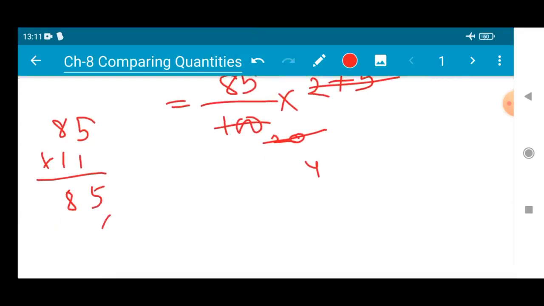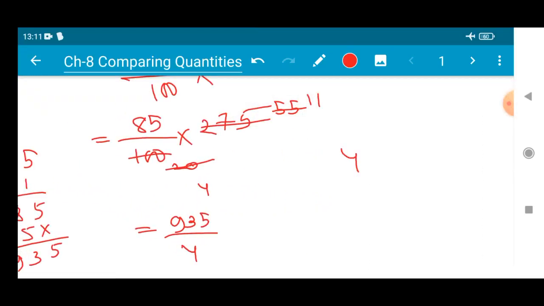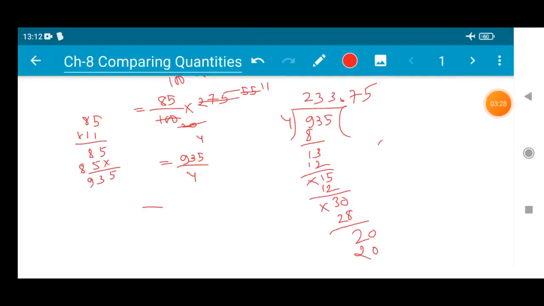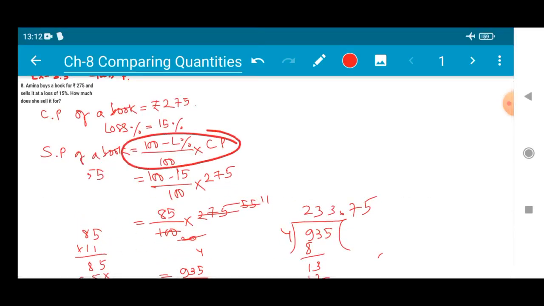So 5 here 8, 5 here 8, 5, 8 plus 5 is 13, 8 plus 1 is 9, 935 divided by 4. Now this cannot be the SP, so we have to convert this into decimal point. 935, so after dividing, what I got is 233.75. So this is our selling price at the loss of 15%, which she bought at rupees 275. Okay, so this is a very simple logical thing. You just need to know the formula whenever we are finding the SP and CP when loss percentage is given.